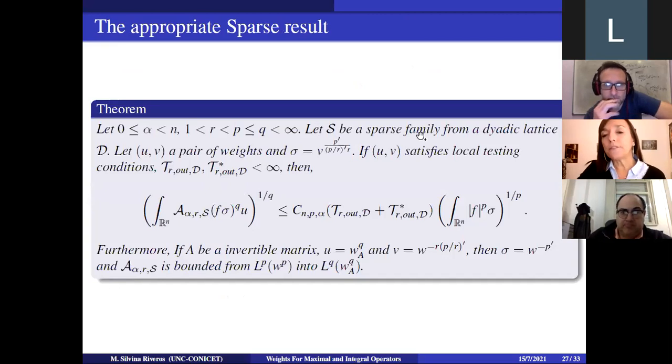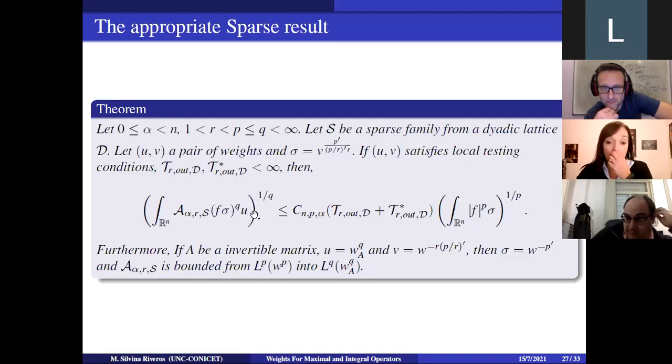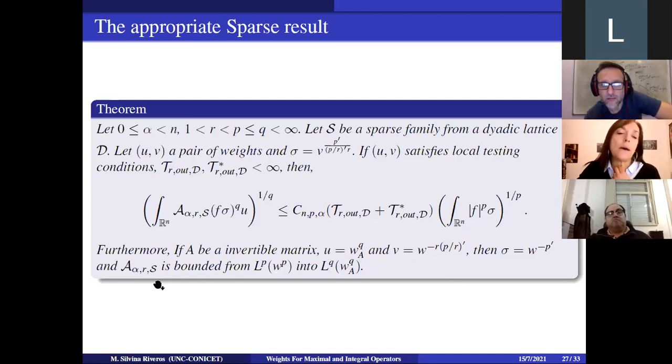If we have a sparse family from a dyadic lattice, and let U, V be a pair of weights, and sigma we define in this way, if U, V satisfies the local testing condition and these constants are finite, then we have this bound for this pair of weights U, sigma, where sigma has to do with the weight P. So if you choose U equal to W sub A to the power of Q and V this weight, we have a boundedness from LP to LQ of the sparse operator.